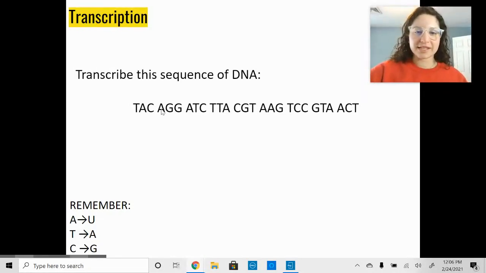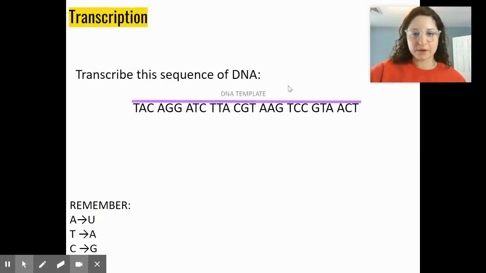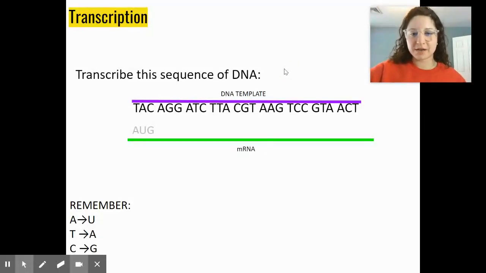So here's the deal. Here is our sequence of DNA. This sequence of DNA is representing some gene or some trait in your genome, in your body. So we need to transcribe this sequence of DNA, which means that T is going to have to pair with A, A is going to have to pair with U, C is going to have to pair with G, etc. So this is our DNA template. We're going to create our mRNA chain. And like I said, T pairs with A, A pairs with U, C pairs with G.